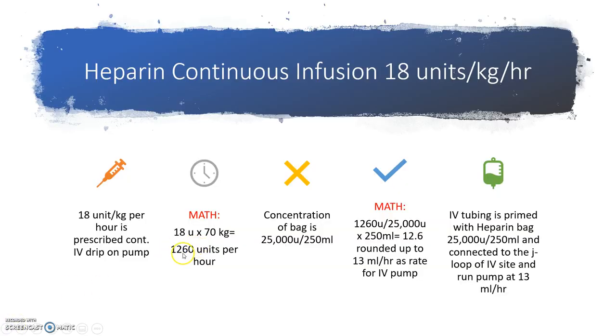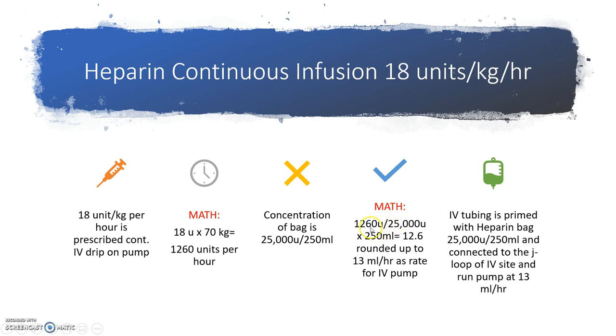So they need 1,260 units per hour. The concentration of the heparin bag is 25,000 units per 250 mLs. So we need to figure out how fast to run the pump per hour. So we know we need 1,260 units per hour, and our concentration of our bag, so that's our desire. Our have is 25,000 units, and our route is 250 milliliters.